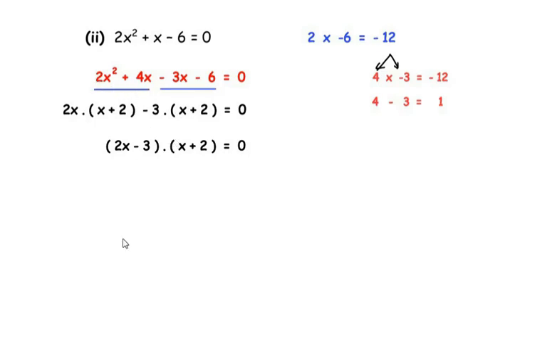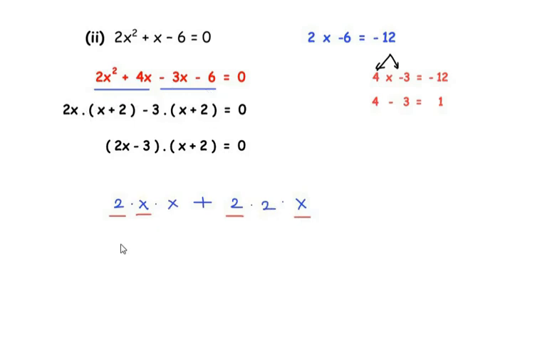Now from the first 2 terms we can write 2x square as 2 times x times x. Now 4x can be written as 2 times x. So here we can see that 2 is a common factor from these 2 terms and x is also a common factor. So here we have pulled out 2x as a common factor, and inside the bracket remains x plus 2.